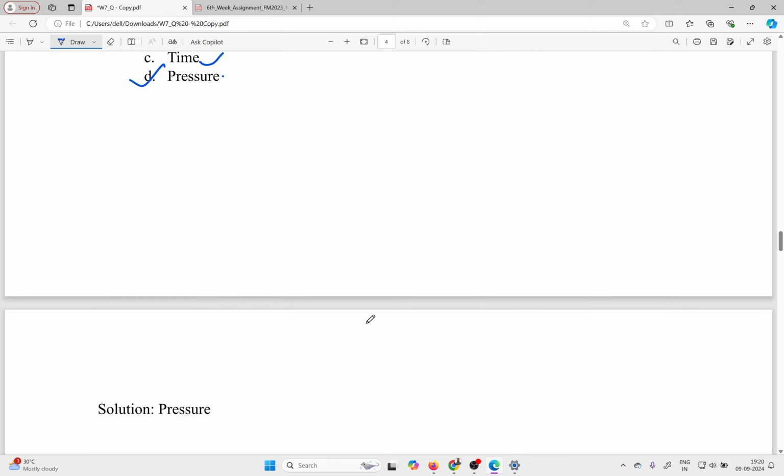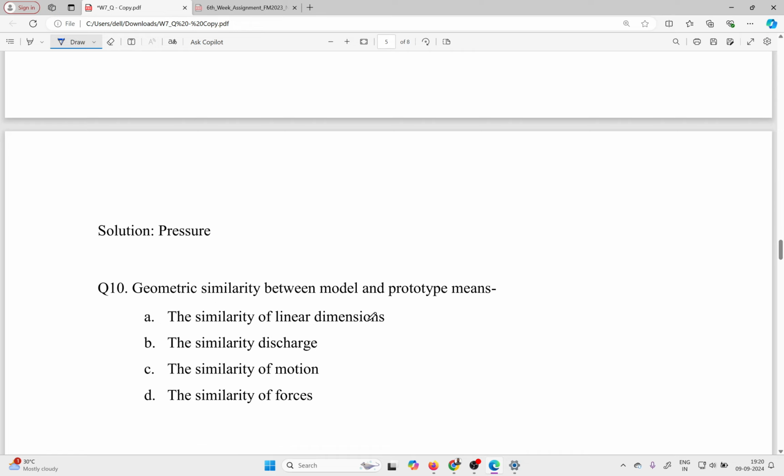Next question is: geometric similarity between model and prototype means similarity of linear dimension, similarity of discharge, similarity of motion, or similarity of force. So which option is correct for this?